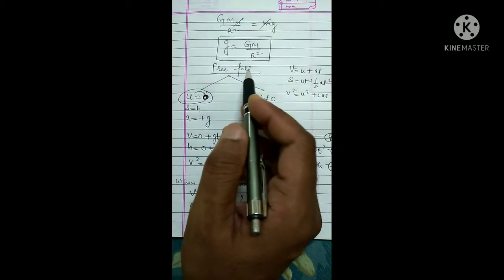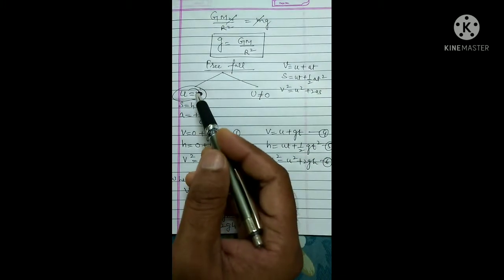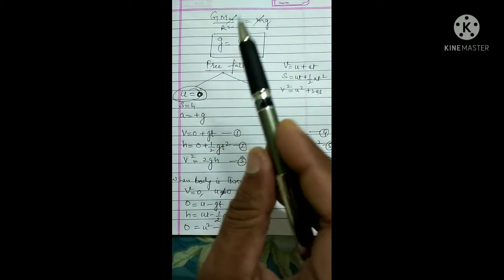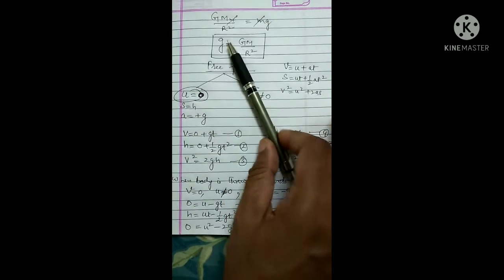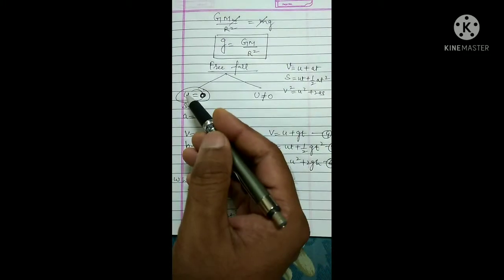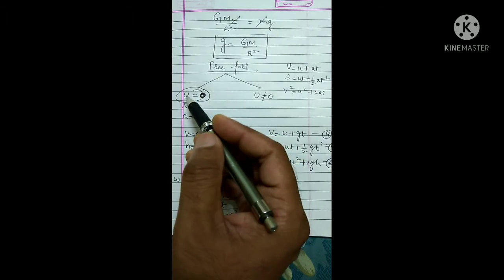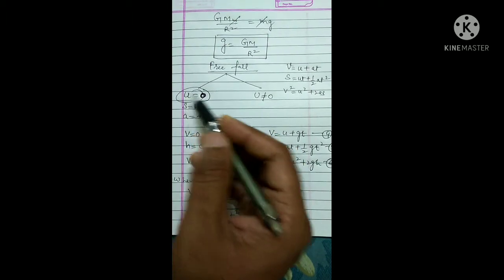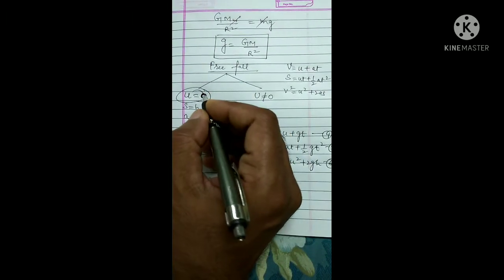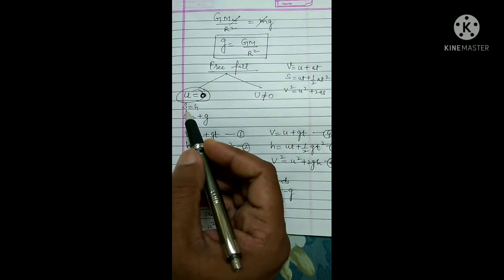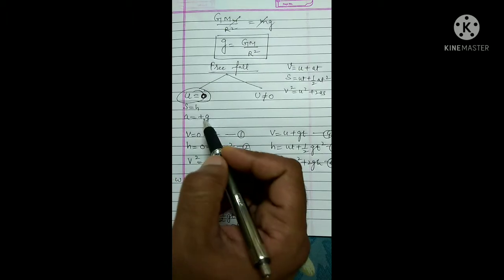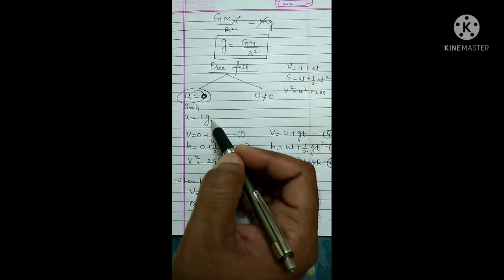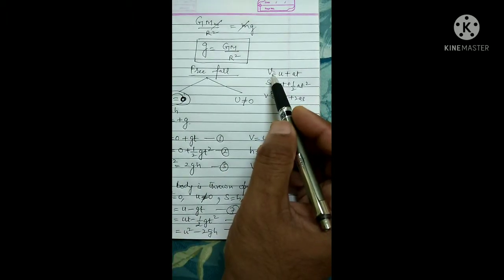Now the next topic is free fall. Here there are two cases: when the body is allowed to fall freely and when the body is thrown downward. When the body is allowed to fall freely, u, the initial velocity, is equal to 0. In that case, S will be replaced with H and a will be replaced with plus g, because the body is coming towards the ground, that is, the Earth.